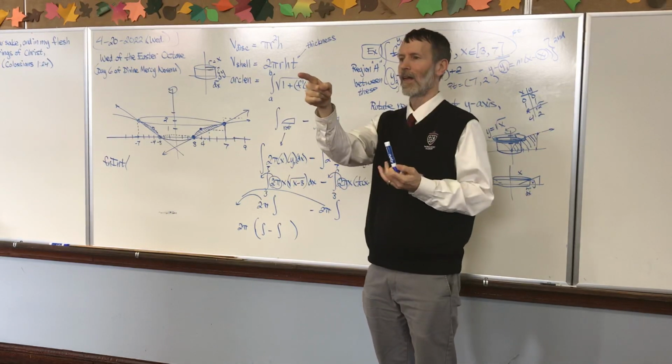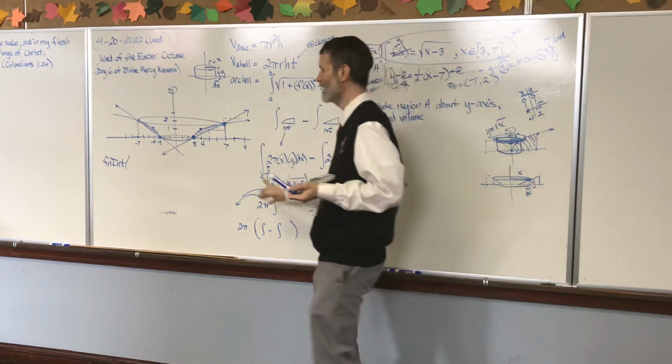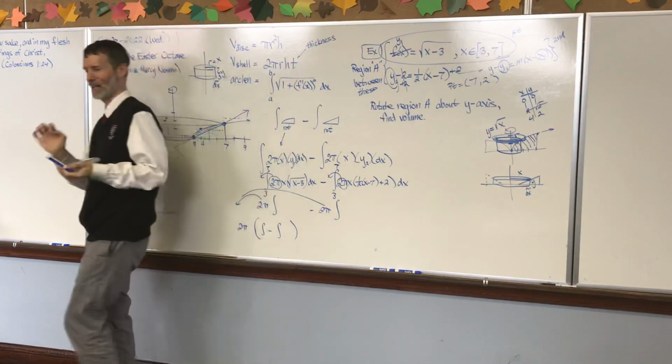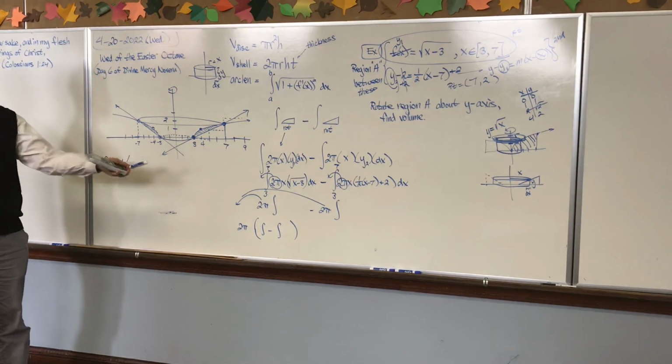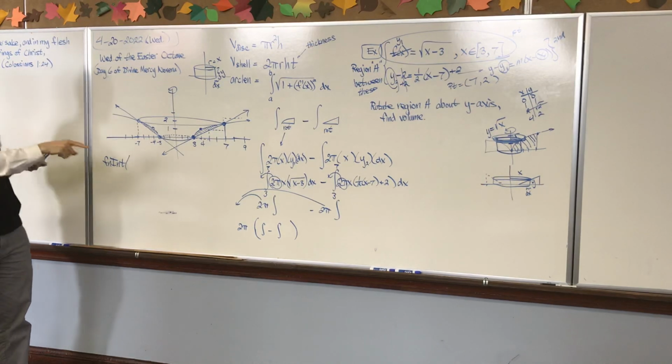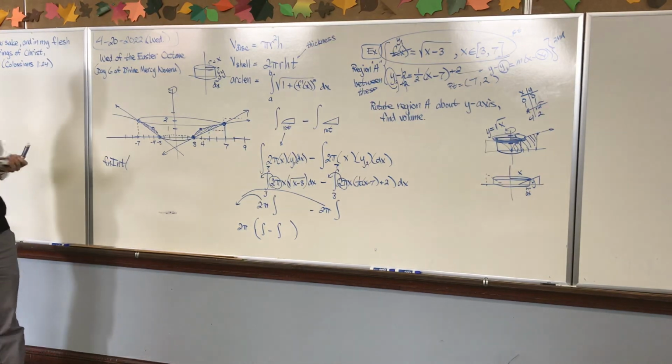Pi is irrational, so it makes them messy. Right. Pi is irrational. It will not give you an exact answer. So you can even throw the 2 back in if you want. It's up to you. But I want the pi to stay out until the bitter end.